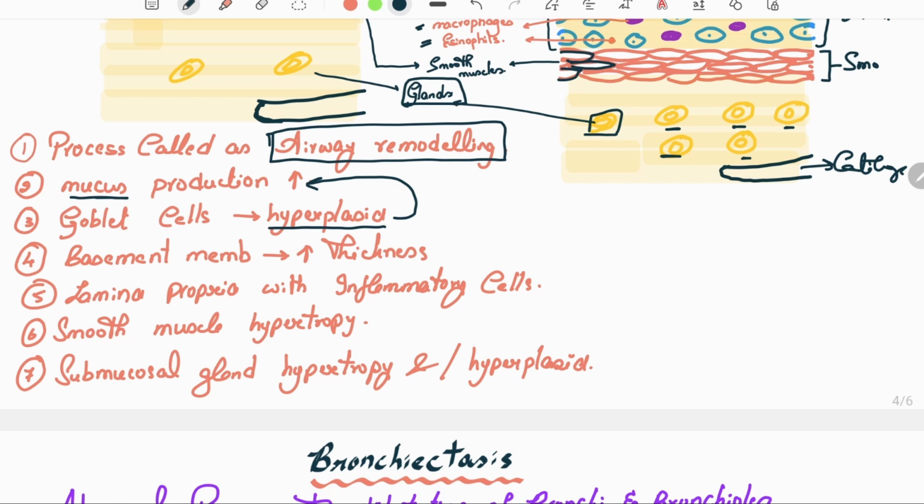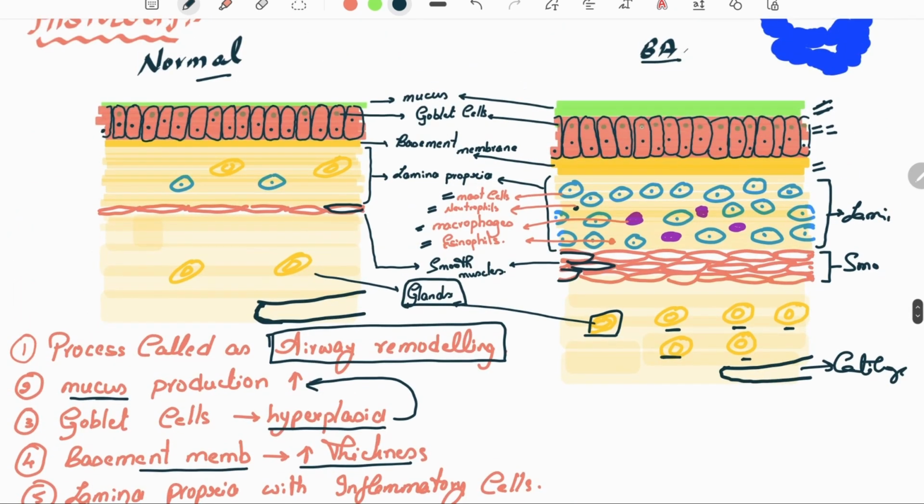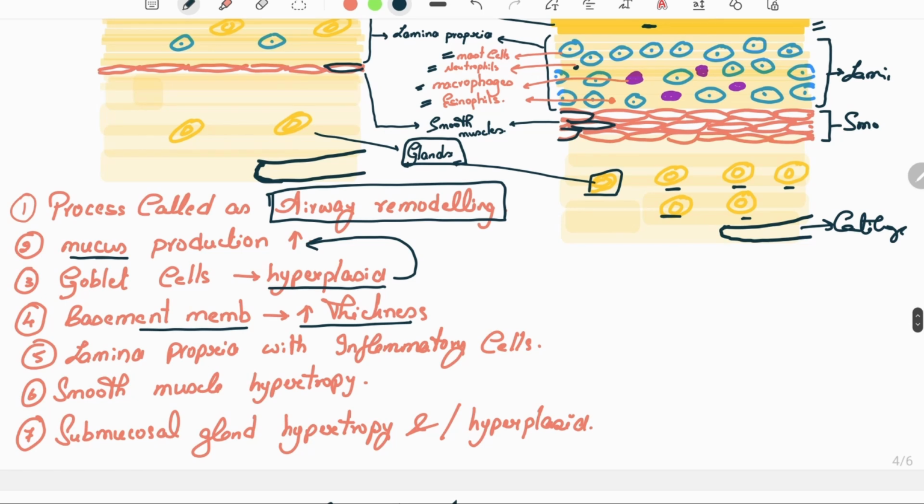As the goblet cells increase, to bear those goblet cells, thickening of the basement membrane also increases. And in the lamina propria, we can see inflammatory cells. Inflammatory cells are nothing but the mast cells, neutrophils, macrophages and eosinophils. And there will be smooth muscle hypertrophy. To bear all the inflammatory cells in the lamina propria, the smooth muscle undergoes hypertrophy, like the size of the muscle is getting increased.